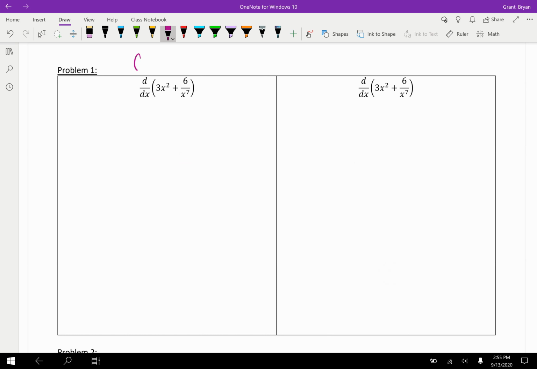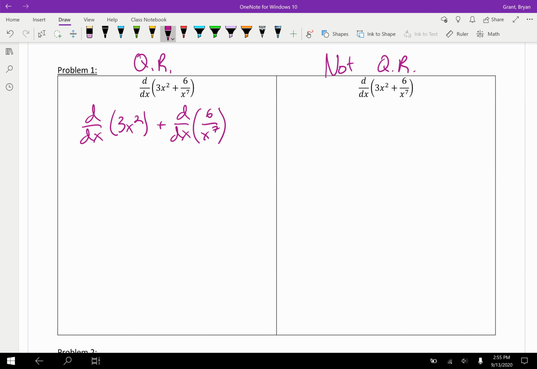Okay, I'm going to tackle the quotient rule in this column and not the quotient rule in this column. Quotient rule wise, well, we should probably realize that 3x squared has nothing to do with the quotient rule, so I'll keep that one separate. But the second one, we can use the quotient rule. I would almost certainly not use the quotient rule here. Whenever there's a constant in the numerator, the quotient rule just gets tedious. But this is our practice.